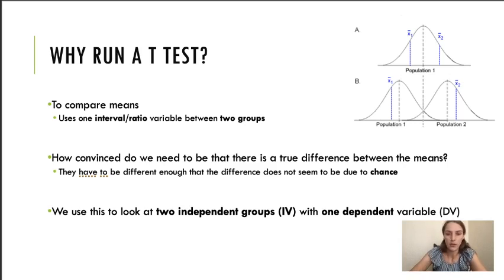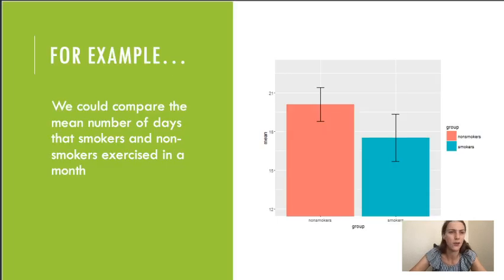So if we take a look here, for example, we could compare the mean number of days that smokers and non-smokers exercised in a month. All right, and we could take a look at those two groups, see if there's a difference. We can make a bar graph like we've practiced in class. We can look at that difference visually, but we could also run a hypothesis test to see if there's a statistically significant difference, if this difference was unlikely to occur due to chance.